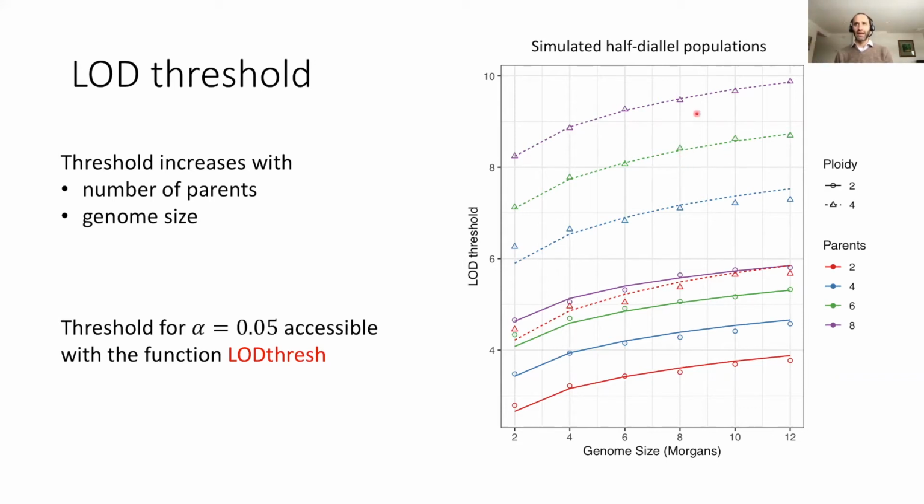And again, if you look at the dashed lines at the top, you can see that the LOD threshold for a tetraploid diallel is quite a bit higher than for a diploid diallel. For this example, if we had a genome of 10 Morgans and 3 parents, we're looking at somewhere around a 6.5 LOD threshold if we wanted to keep our alpha at 0.05. Now, these simulation results are accessible to you in the package through a function called LOD thresh. You just give LOD thresh the size of your genome, how many parents, and your ploidy, and it tells you what LOD threshold you should be using.